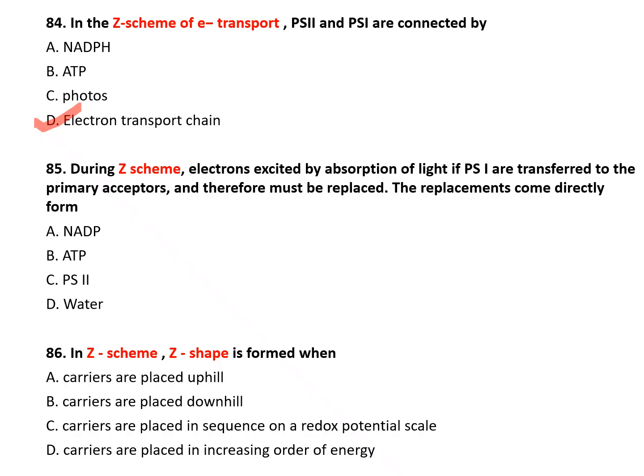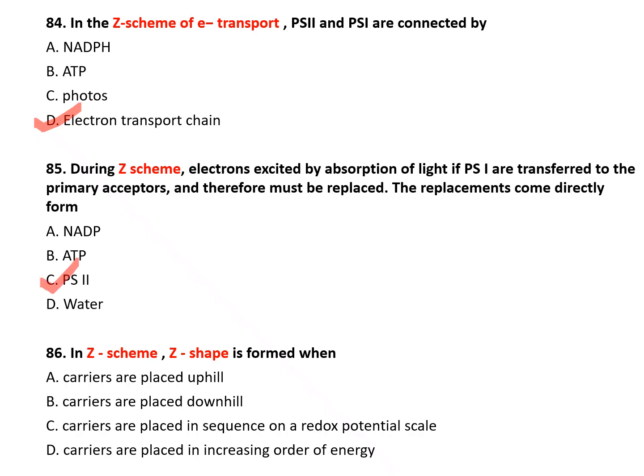The next question, number 85. During the Z scheme, an electron excited by absorption of light in PS1 is transferred to the primary receptor and therefore must be replaced. The replacement comes directly from option A, NADP, option B, ATP, option C, PS2, option D, water. The correct answer is option C, PS2.